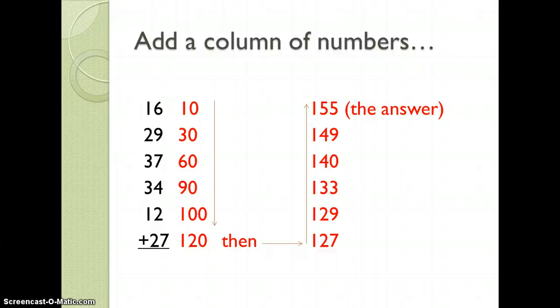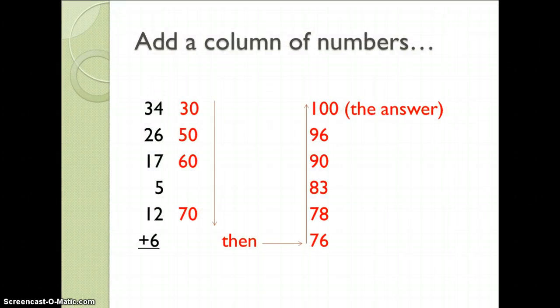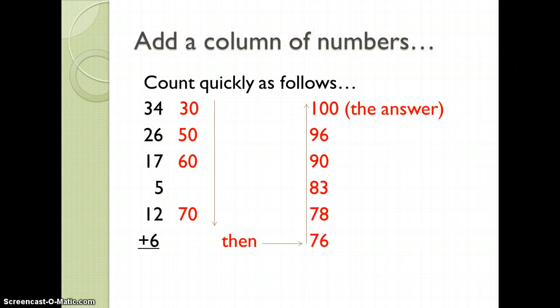Let's practice another one. We're going to count 34 plus 26 plus 17 plus 5 plus 12 plus 6. Again, we're just going to count the tens column. We're going to ignore the ones column, so only worried about 30, 20, 10, 10, and nothing else. So we start with 30. We add 20 gives us 50. Add 10 gives us 60.